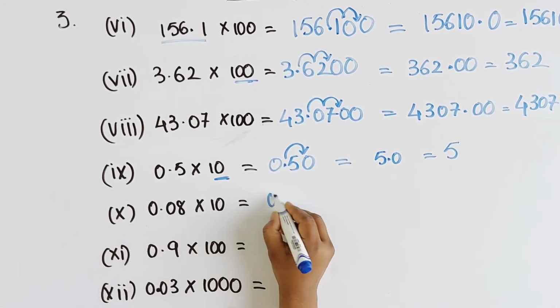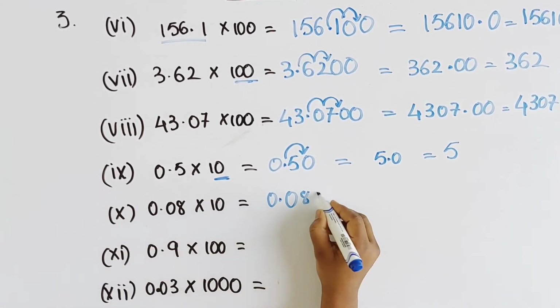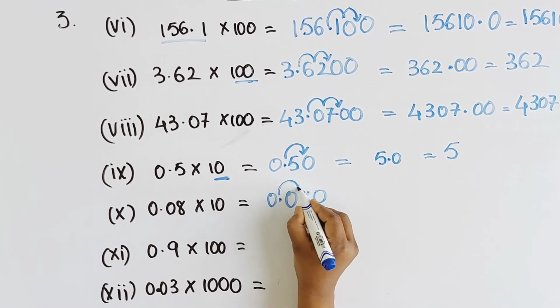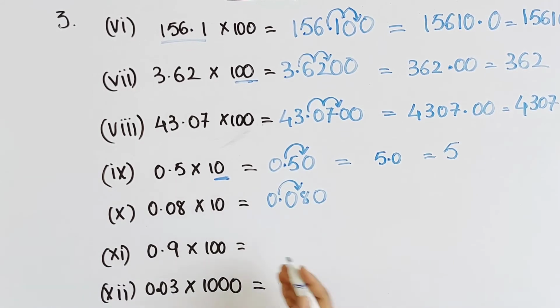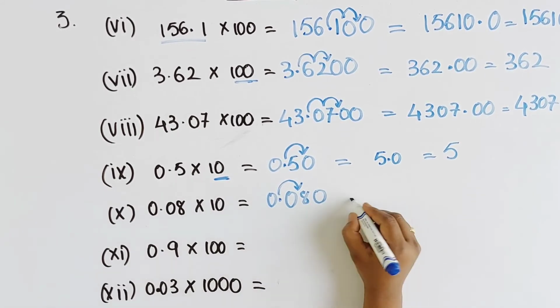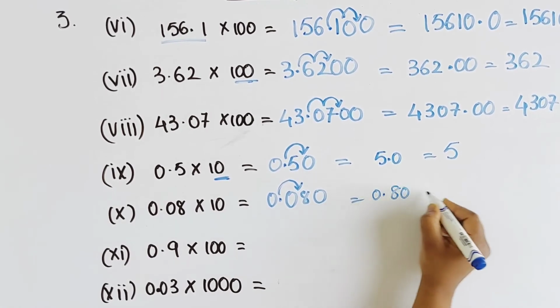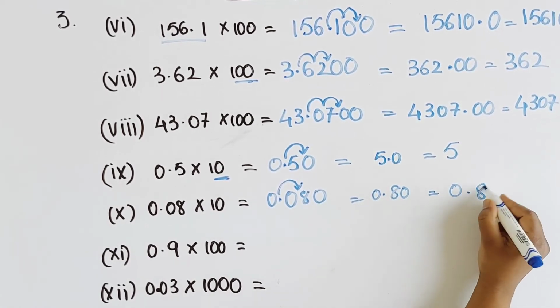0.08 into 10. 10 means one zero. Here also only one number. After one number you have to shift. That means 0.80. So the answer is 0.8.